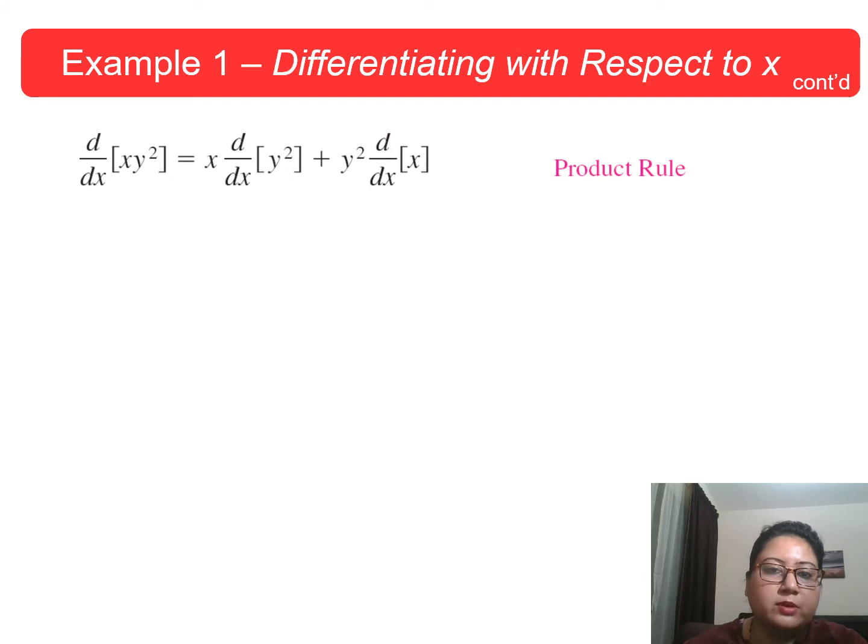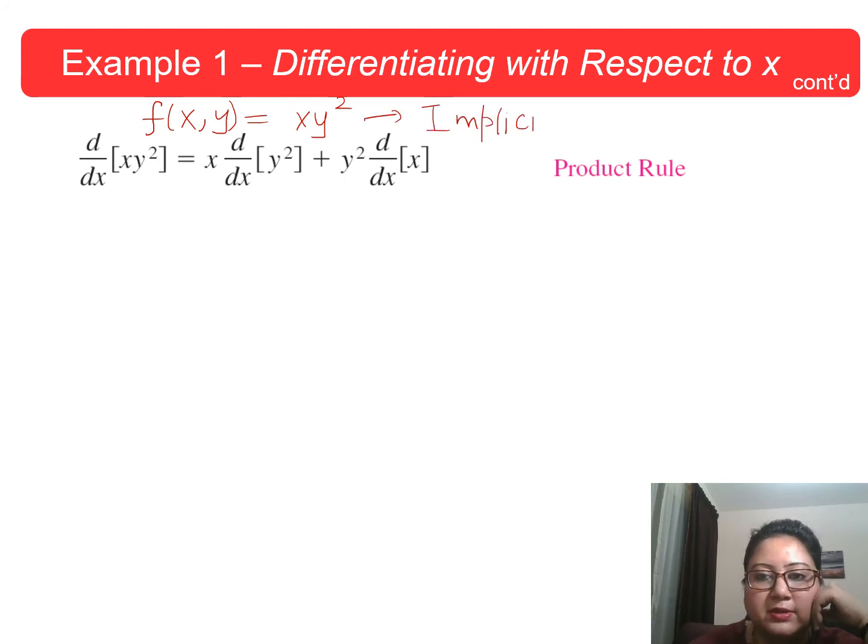Okay, so let's take one more example. This one is f of xy. The function is given to you as an implicit function, xy whole square. And you can easily understand that because x and y square are multiplied to each other, that's why it is an implicitly defined function. So let's go ahead and apply the technique that we have learned for implicit differentiation.